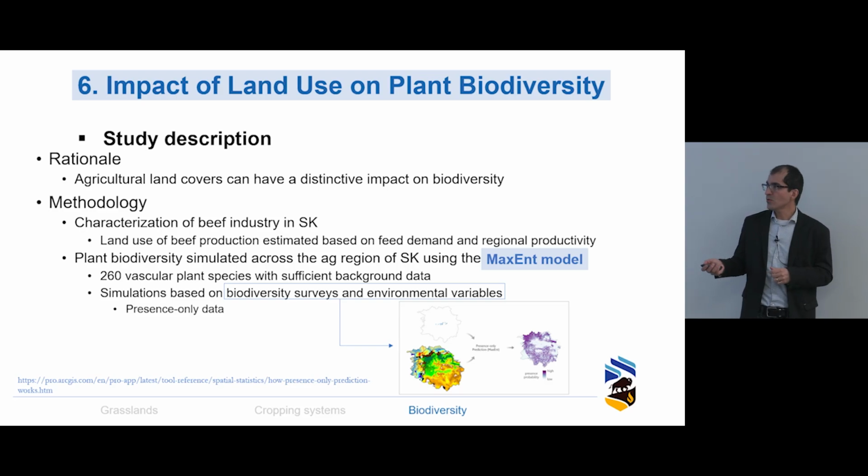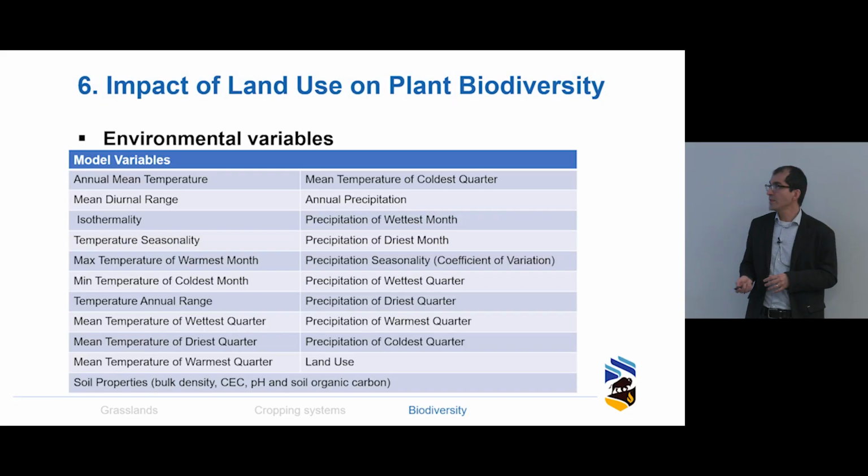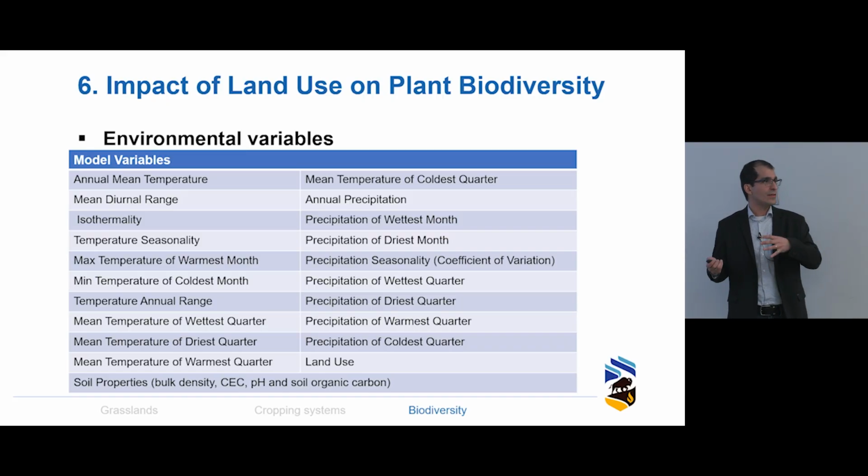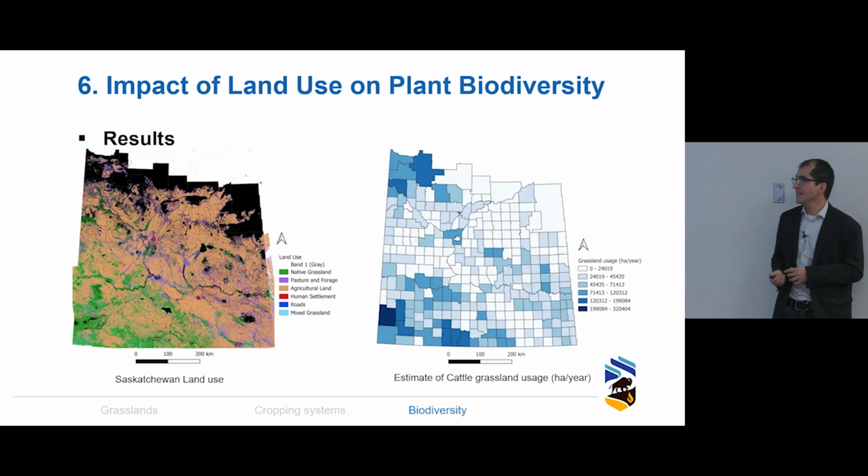So they use presence-only data, and then use the survey data together with the climate data. You can simulate the biodiversity footprint across the province. Here's the list of the weather data that we used in this analysis, plus some soil properties as well, because the ecology of some species is tied back to some soil properties. So we include all that in the model. That was actually the heavy lifting of this exercise, gathering this data set and pre-processing it.